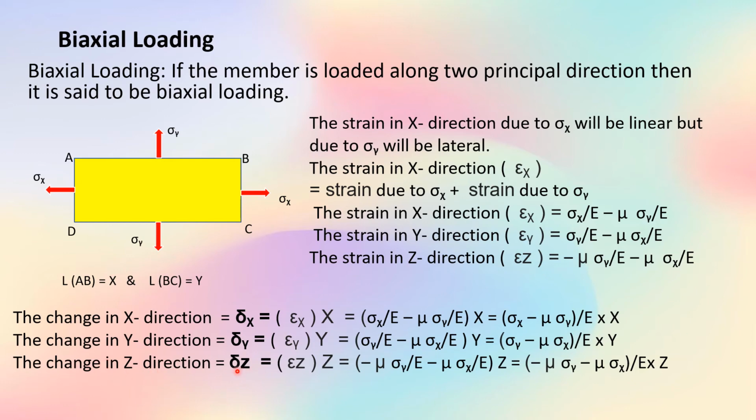Similarly, change in z direction, delta z, is equal to epsilon z into z. Substituting this value: bracket open minus mu sigma y upon E minus mu sigma x upon E bracket close into z. Here again I'm taking 1 upon E common, not mu common. So minus mu sigma y minus mu sigma x bracket close divided by E into z. These are the formulas which we'll be using to calculate the change in delta x, y or z while solving problems.